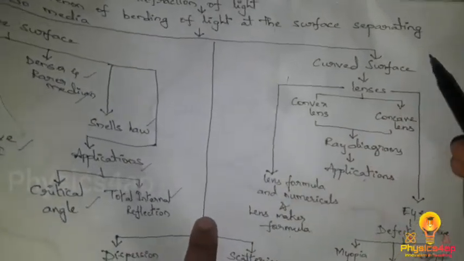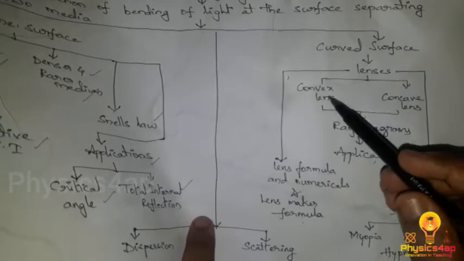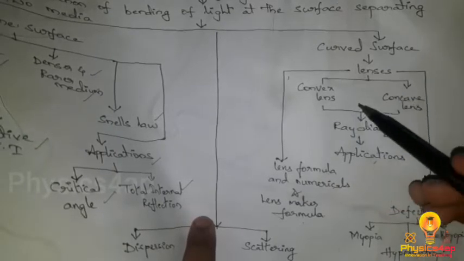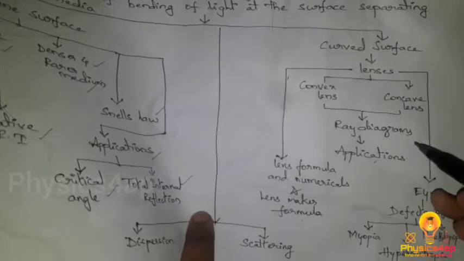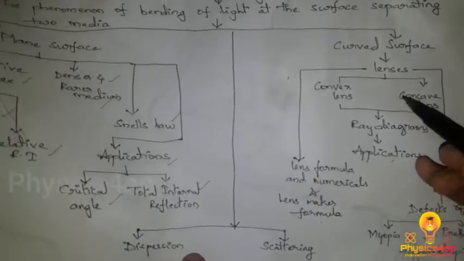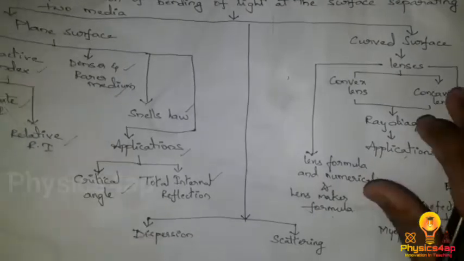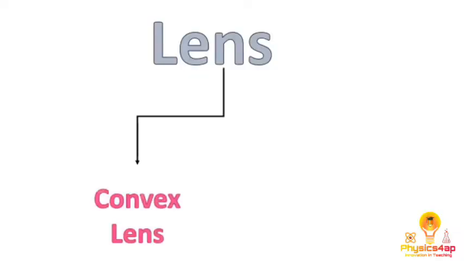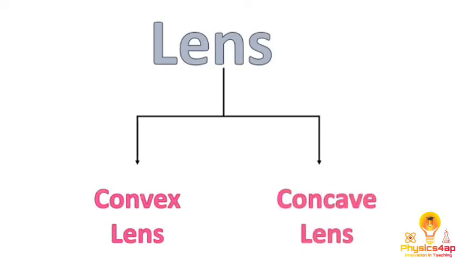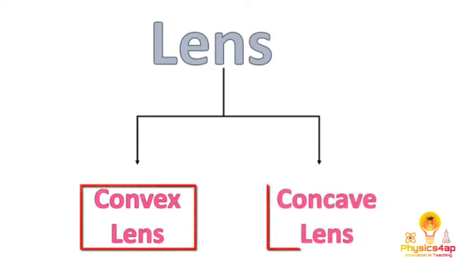In curved surfaces we will be discussing lenses and the types of lenses, the convex and concave lenses, the ray diagrams, and also the uses of these lenses. So let's start: what is meant by a lens? We have two types of lenses, one is convex and the other is concave. Let us discuss these two in detail.